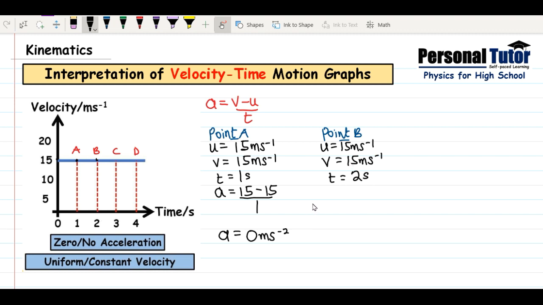Or you could let the body travel from the original point 0, so still 15, down to B, you still get 2 seconds. Then the acceleration here will be 15 minus 15 over 2. And that also gives 0 meters per second squared. Let's jump C and go to point D.